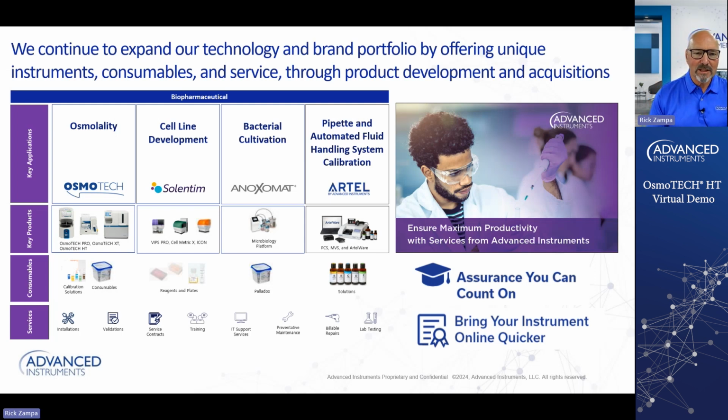We also have our Solentum product line, which is our cell line development, which is used for single cell seeding and proof of clonality. We have our Inoxamat product line, which is used for culturing anaerobic bacteria in jars, allowing you to isolate your anaerobic bacteria. Finally, we have our Artel product line, which is used for calibrating of pipettes and automated liquid handlers and doing volume verification to assure that your assays have the proper volume to assure good outcomes.